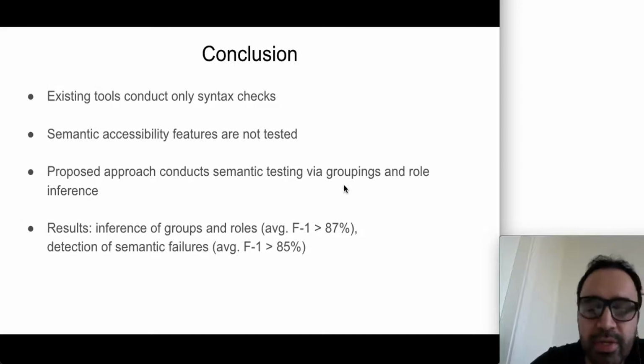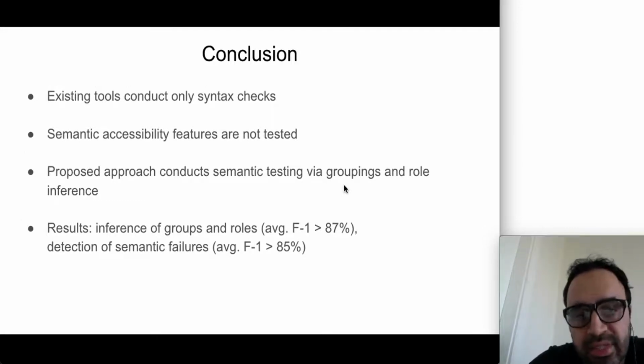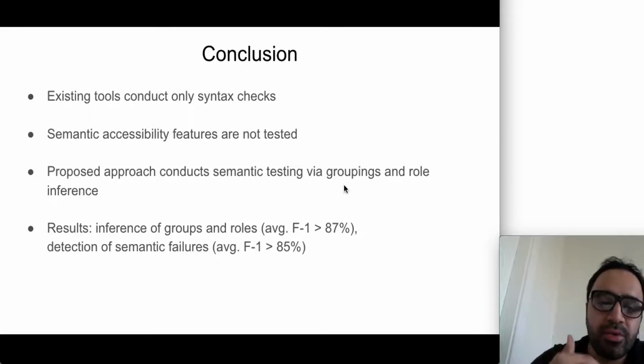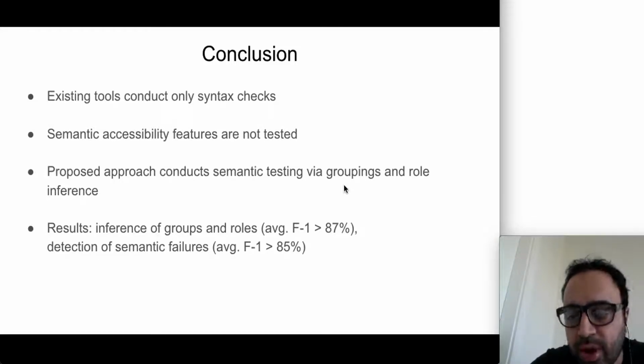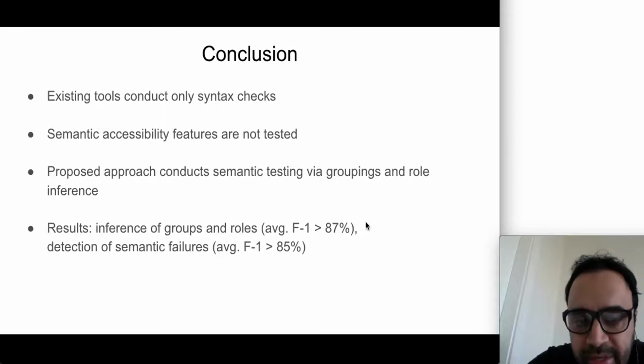So to conclude, existing tools only do syntax checks. They don't do any semantic assessments. We do so, using groupings and role inference, and the F1 measures were higher than 85% for both semantic failures and inference of groups and roles.